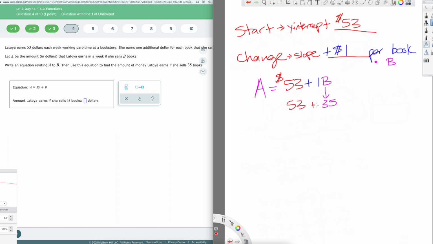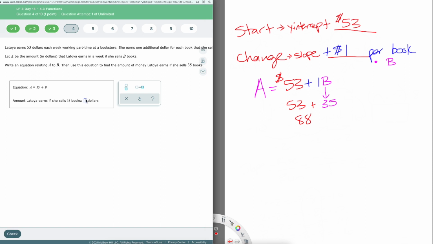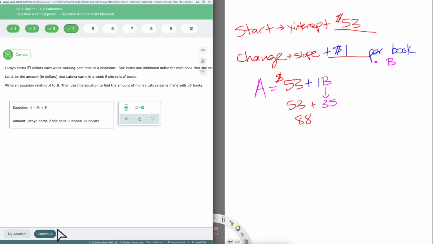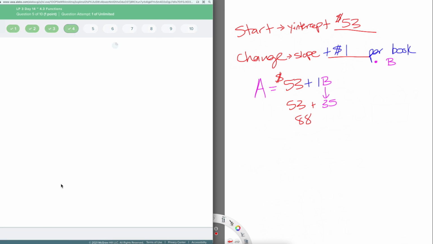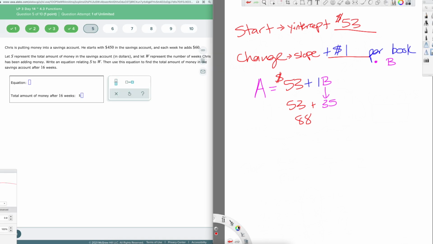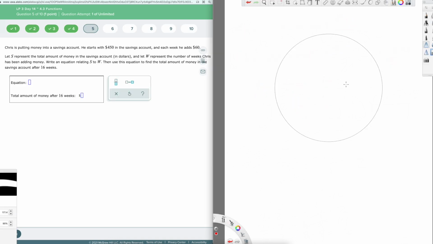And I'm going to stop with color coding here just for a minute because it gets a little bit time consuming. So we have 88. So she gets $88 for the week if she sells 35 books. Putting a lot of effort in for that $88. That's definitely not a lot of money for 1 week's worth of work. So not sure how often she works. Maybe she only works an hour a day or something.